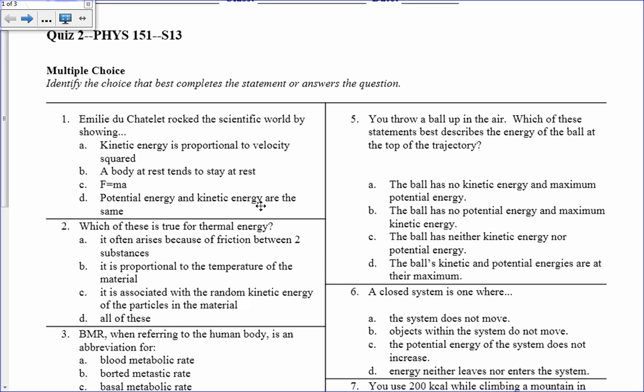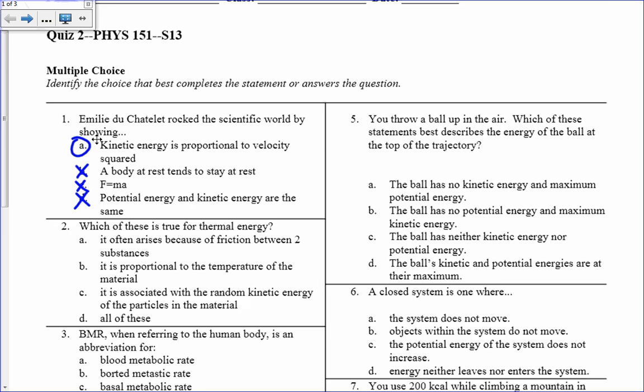Emily du Châtelet, she was the one that showed that the kinetic energy is proportional to the velocity squared, so that's A. These other things, a body at rest tends to stay at rest, that was Newton. F equals ma, that was Newton. And D is just not true, so nobody ever said that.